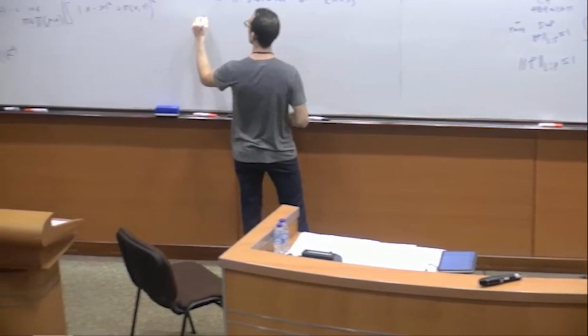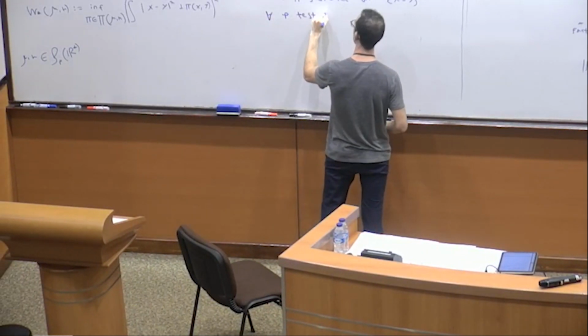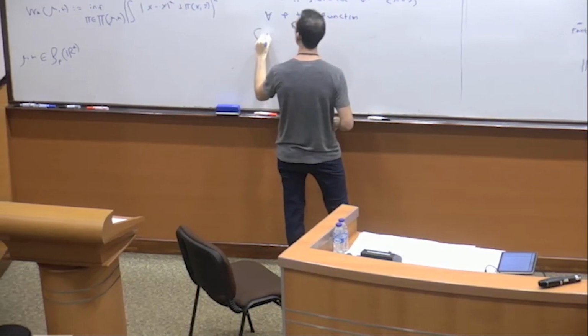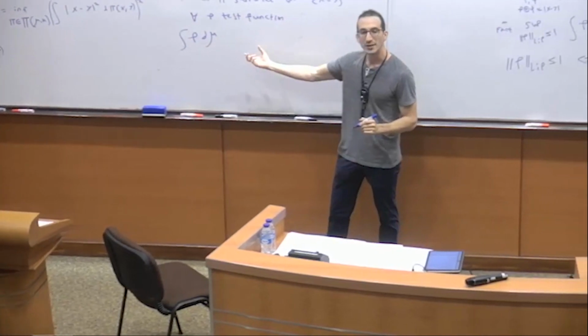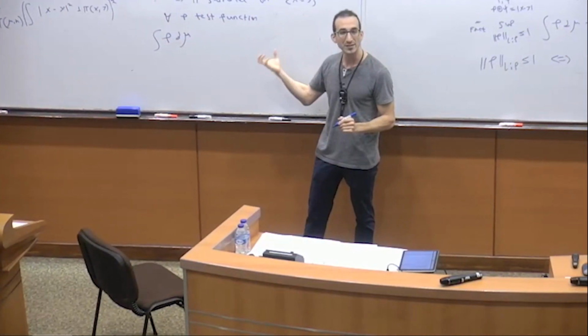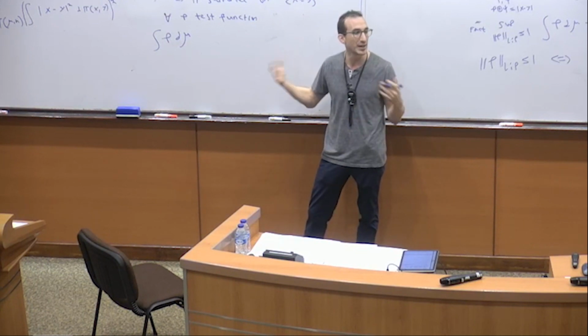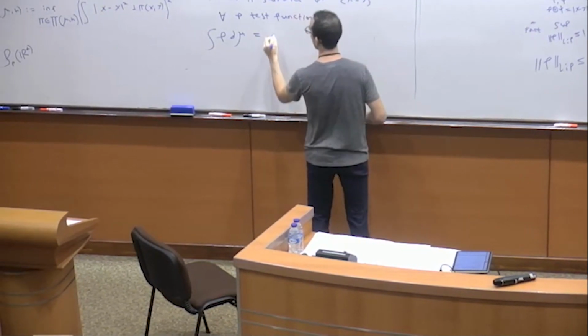Well, now for every phi, which is a test function, what do we need to show? If we can show that the integral of phi with respect to d mu is the same as the integral of phi against d nu, then we've basically shown that mu and nu are the same, because we integrate against any test function. So that's what we're trying to show. How do we do that?